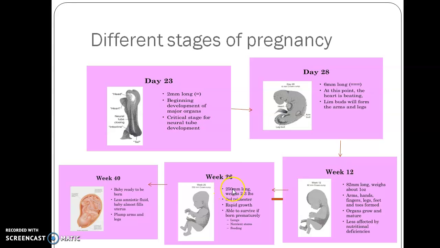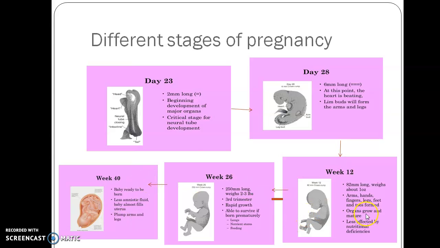Then week 26, about 250 millimeter long, it will reach the third trimester. Rapid growth occurs. The child will be able to survive if born prematurely, though the lungs have to be developed and nutrient stores are there and feeding needs to be given. Then by week 40, the baby is ready to be born. It has less amniotic fluid. The baby will fill up the uterus and it will have plump arms and legs. So this is how the different stages of the pregnancy look like.